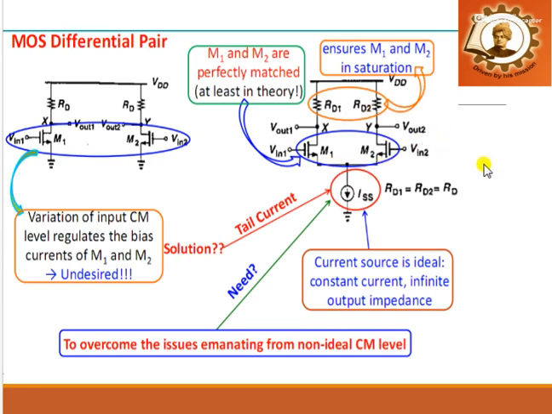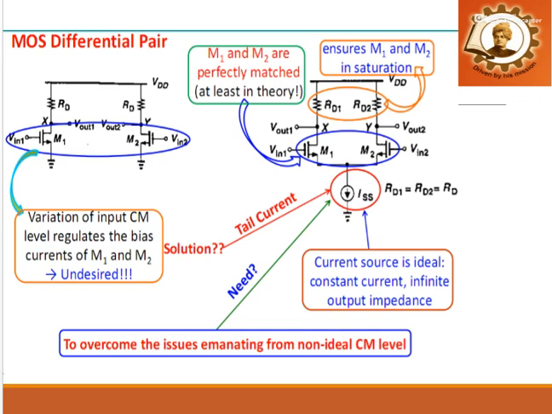And this ISS, that is your current source, must be ideal, a current source with infinite output impedance. We know that a current source has infinite output impedance. So here this ideal current source basically overcomes the issues due to the non-ideal common mode level. So this current source plays a vital role in changing or regulating this common mode level.